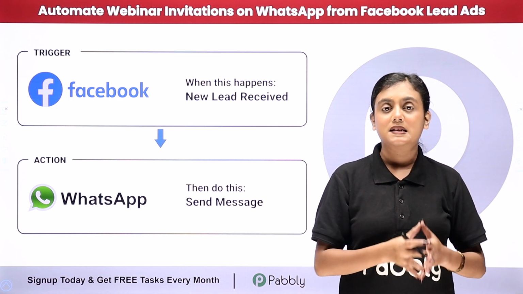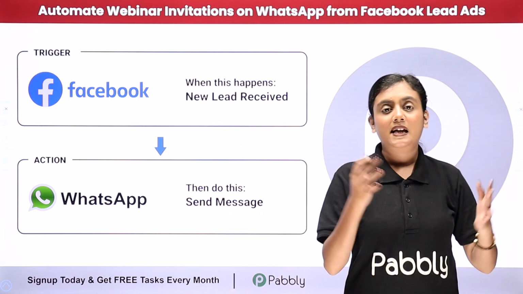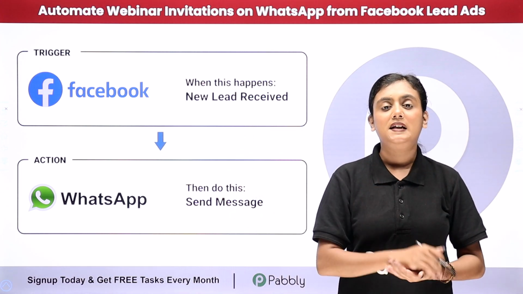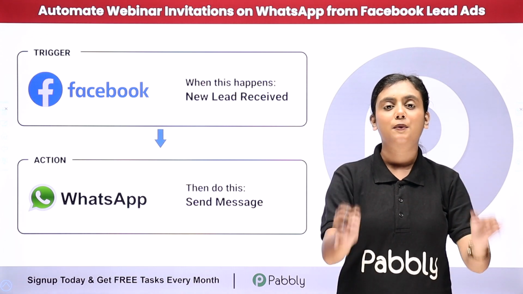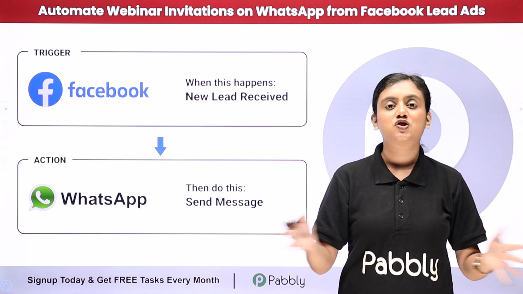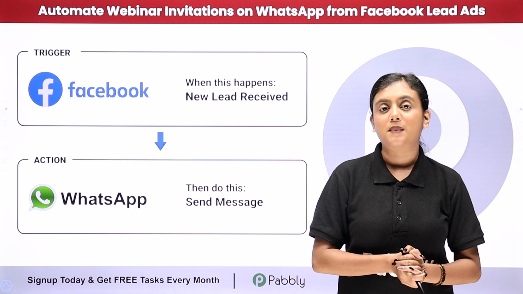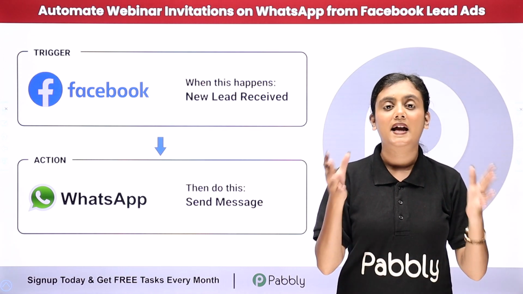So I'm a business coach and I promote all my webinars through Facebook lead ads. Here what I want is that as soon as a new lead is generated, towards the lead I want to send a WhatsApp message with the link of the webinar. I manage all my webinars through Webinar Jam. So now over here doing this manually is a very time consuming and a hectic process.